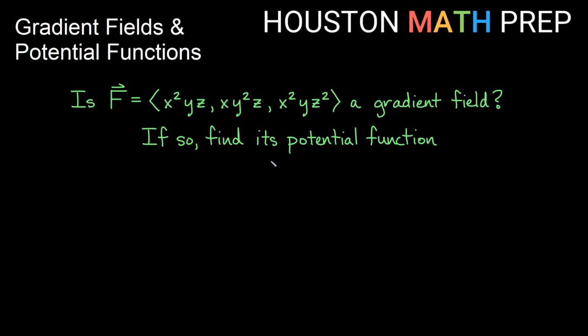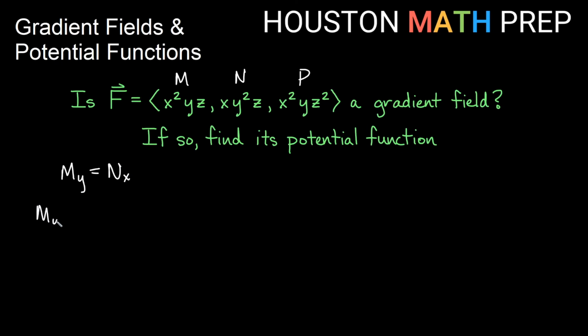If it is, we want to find its potential function. Okay, so I have M being x squared yz, N is xy squared z, and P is x squared yz squared. So we'll first check what we did in 2D space. Is partial M_y equal to partial N_x?